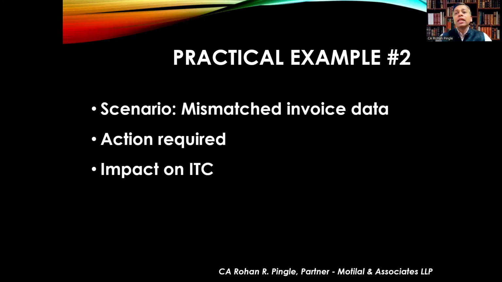Let's understand another example. In a second case, suppose the supplier reported an invoice with discrepancies in the tax amount or GSTIN. IMS flags this invoice as a mismatch and alerts both the parties. So the recipient cannot claim ITC until the supplier corrects the data. This underscores the importance of accurate reporting and quick resolution of exceptions.